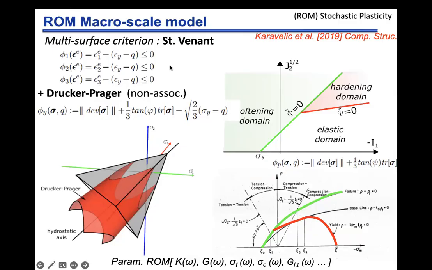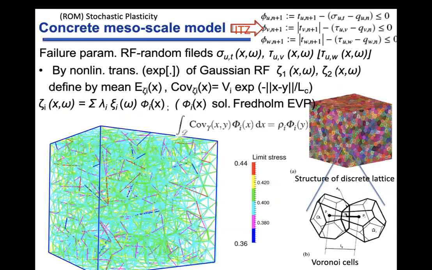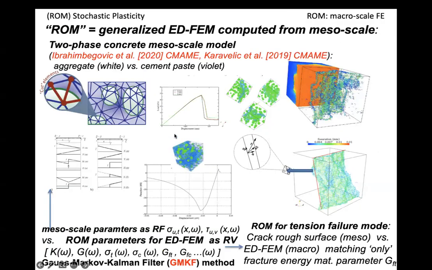We combine Saint-Venant and Drucker-Prager, and you end up having a number of these parameters. This is a bulk modulus and shear modulus to quantify the elastic response. Then you have the tensile strength, the compressive strength, you have fracture in tension, fracture in compression, and so on and so forth. So we built such a model, and the goal would be now to go from the reduction where the fine scale is considered to be a random field, to the scale at the macro level where these are simply random variables. And so this is what has been done.